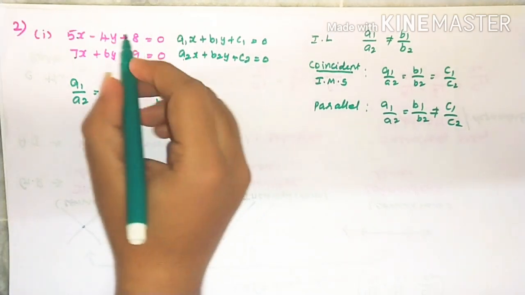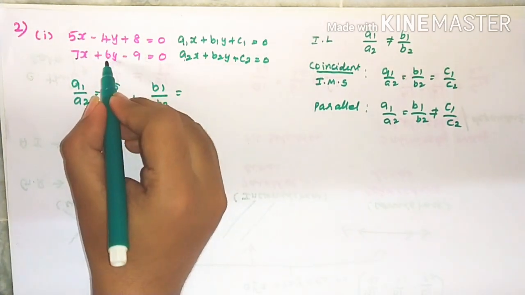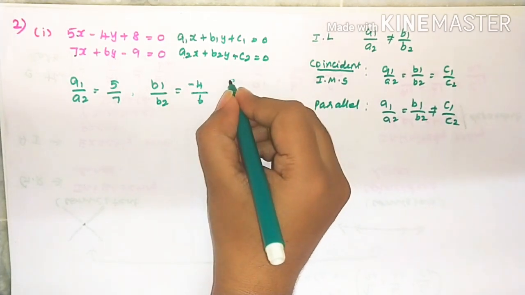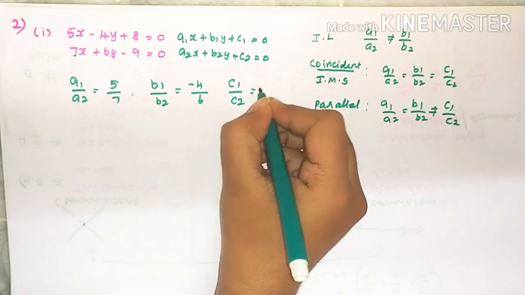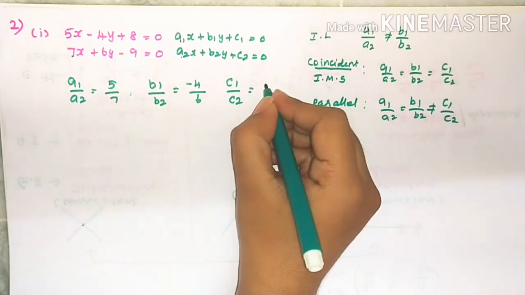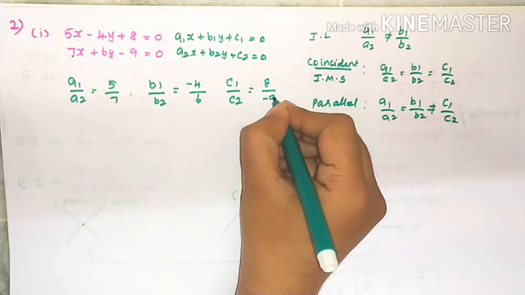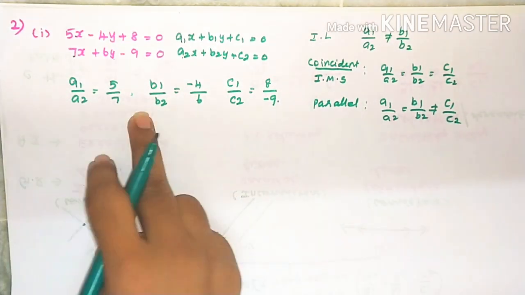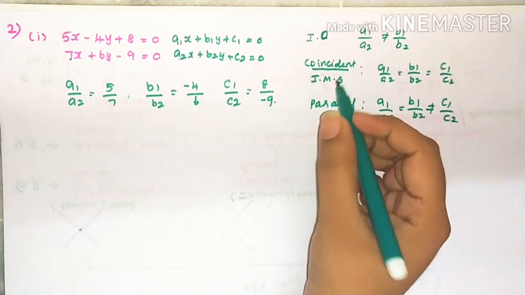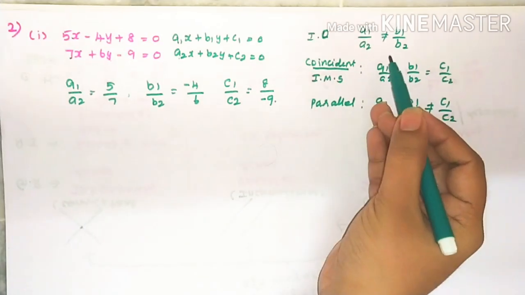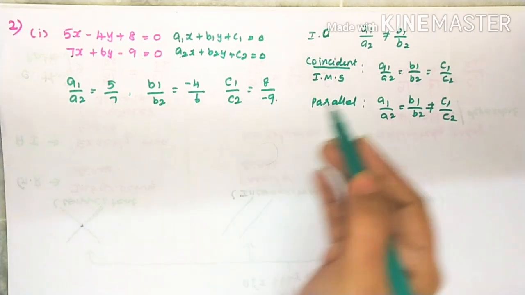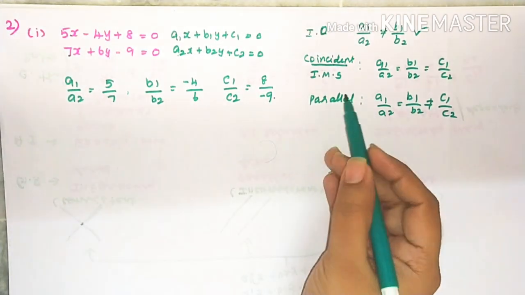The coefficient of y is minus 4 in the first equation, and in the next equation it is 6. So minus 4 divided by 6. Next is c1 divided by c2, the constant terms: 8 and minus 9, so 8 divided by minus 9. Now we can check the conditions. Intersecting at one point means a1 by a2 not equal to b1 by b2. Here 5 by 7 is not equal to minus 4 by 6. This condition is satisfied.